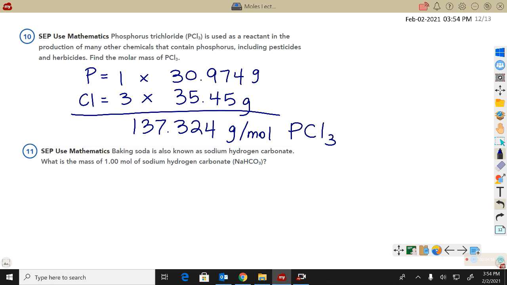What if I want to know the mass of 1 mole of sodium hydrogen carbonate, also known as sodium bicarbonate, baking soda? I'd say, all right, I got a sodium. There's 1 mole of sodium in a mole of sodium hydrogen carbonate molecules. And then I look up the mass on my periodic table, 22.99. And I got some hydrogen. There's only 1 mole, and its mass on the periodic table is 1.008.